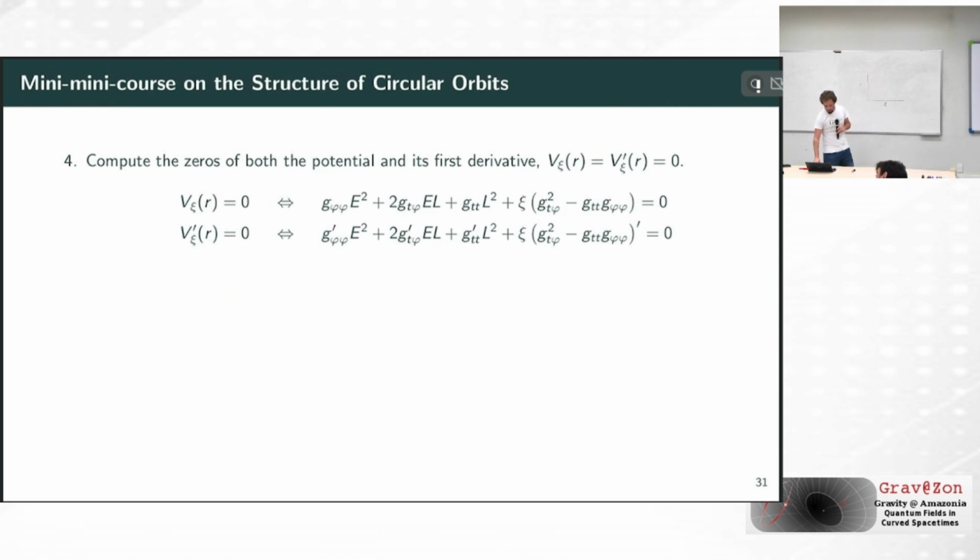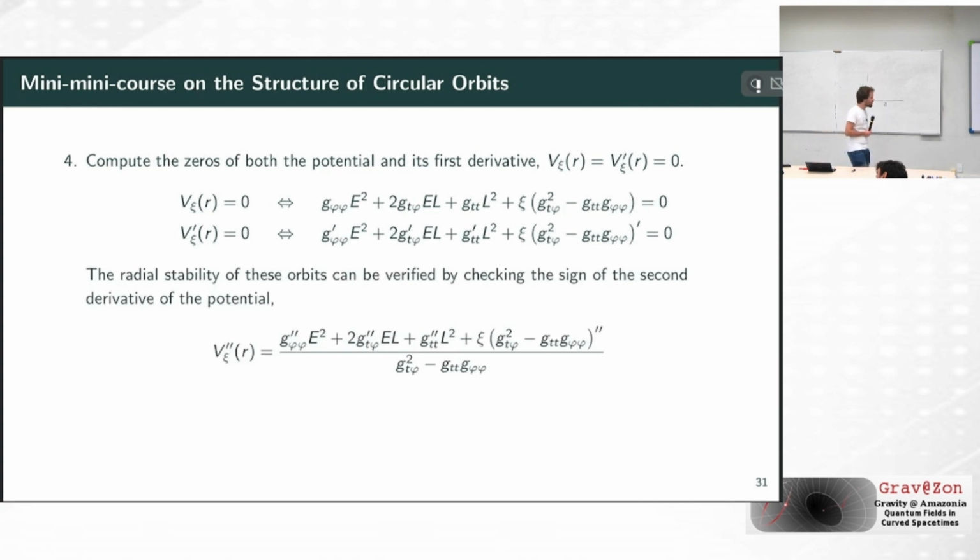You then can look into the radial stability by just seeing, for a cycloorbit, what is the sign of the second derivative of this potential. If it is negative, it's a stable cycloorbit. If it is positive, it's an unstable cycloorbit. Now, this is the usual recipe to find cycloorbits. But here, I did not specify yet if I'm talking about light or massive particles or time-like particles.